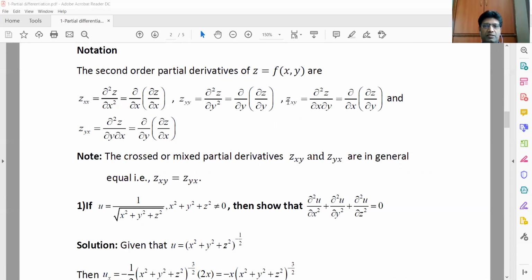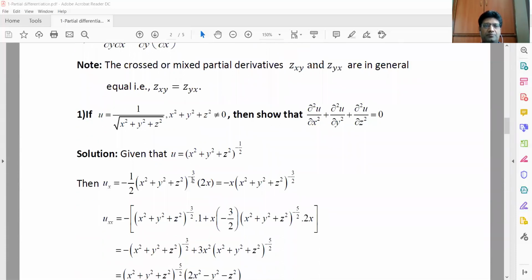So these are known as the crossed or mixed partial derivatives. Z sub xy, z sub yx, these are known as crossed or mixed partial derivatives. So they are equal. The crossed or mixed partial derivatives are, in general, equal. Now we'll see some problems.